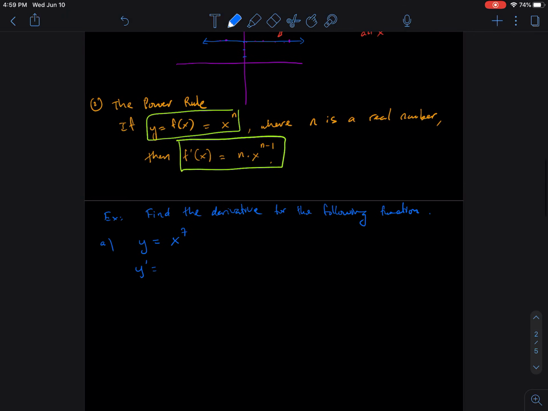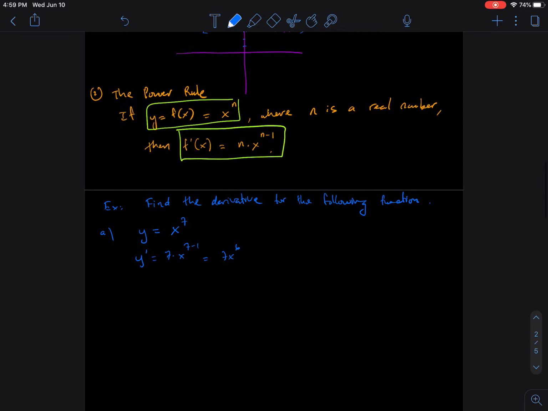Using the power rule, we can bring down the power 7 and then subtract the power by 1. So that gives us 7x to the 6. So the function 7x to the 6 is the derivative function of this x to the 7. Okay, let's do an example.